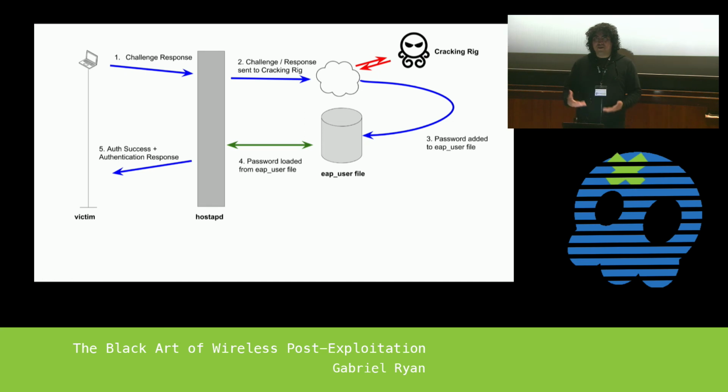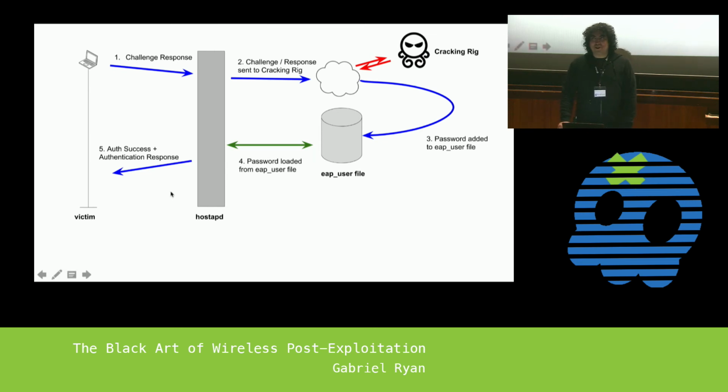And this cracking rig is then going to attempt to very, very quickly crack this password hash. If it's a weak RADIUS credential, this can happen anywhere between seconds or minutes. So the idea is that hopefully you should be able to get a response in time that you can just append it to the end of the EAP user file. And once you do that, you just proceed with the authentication process by loading your freshly cracked password from the EAP user file, constructing an authentication response, and then sending that to the victim.